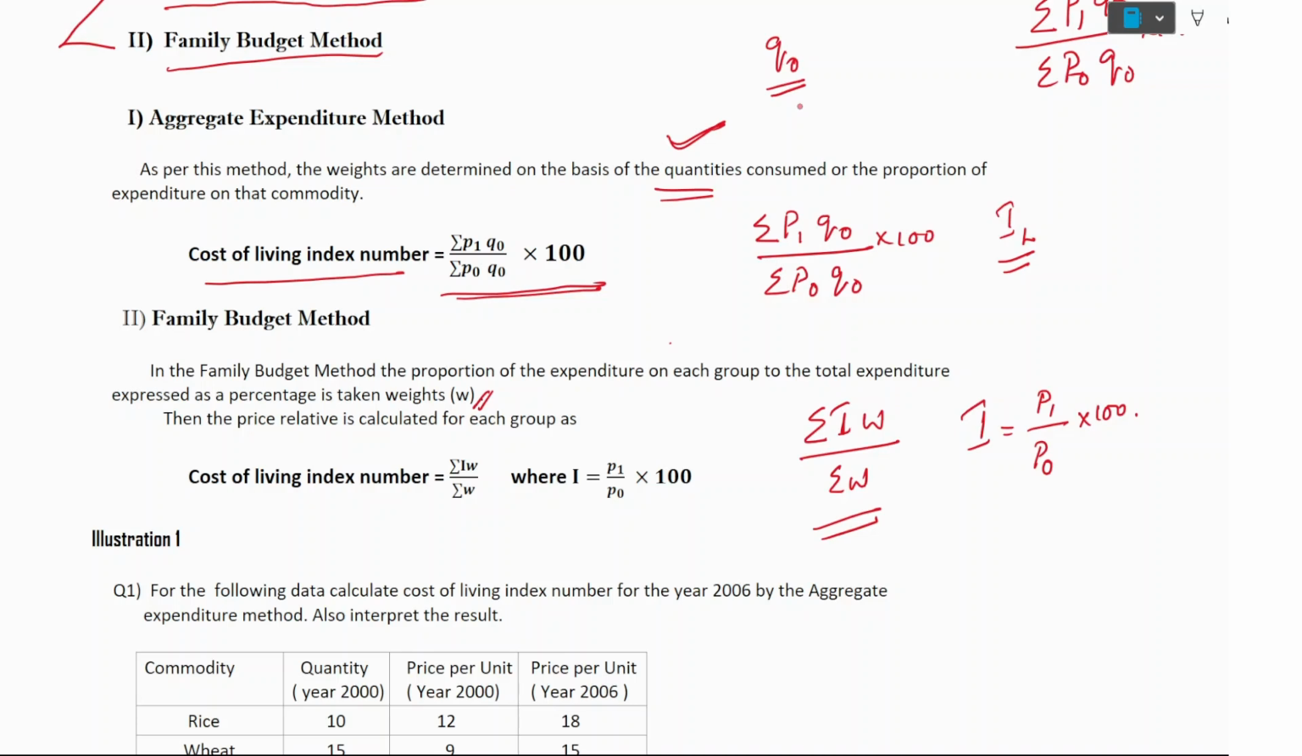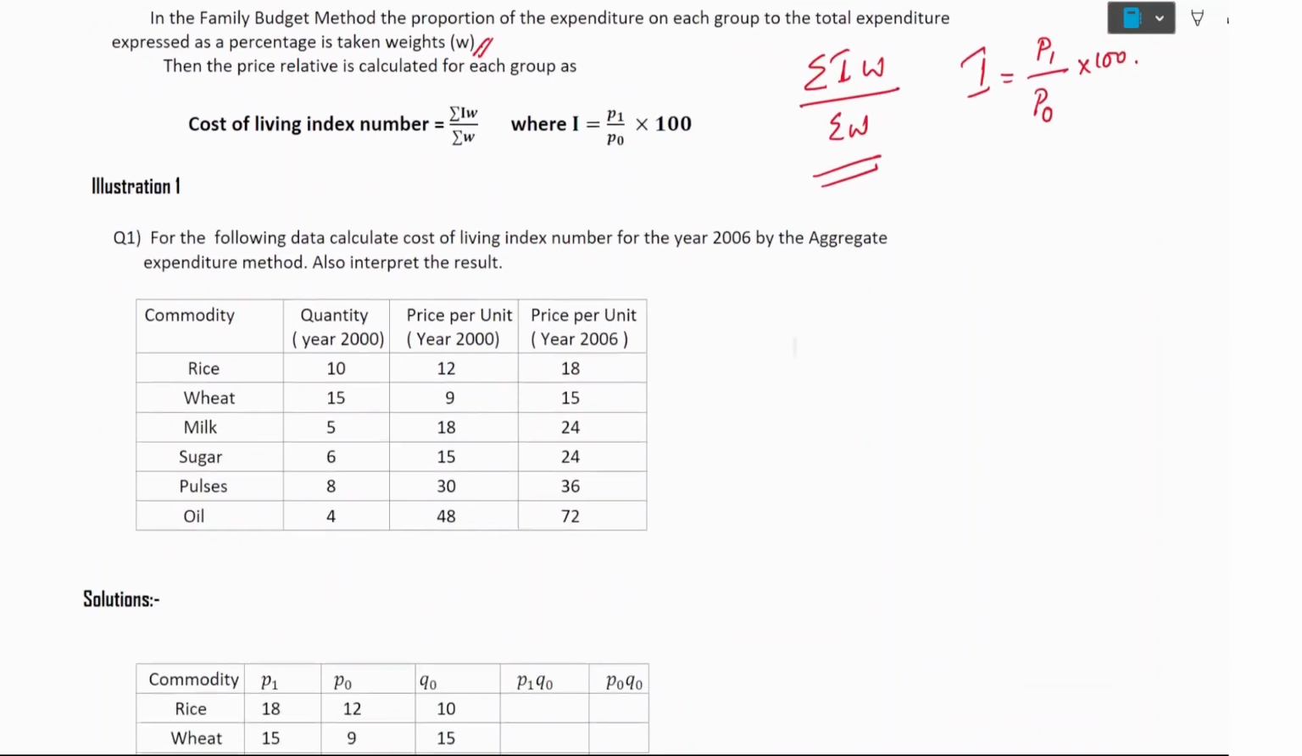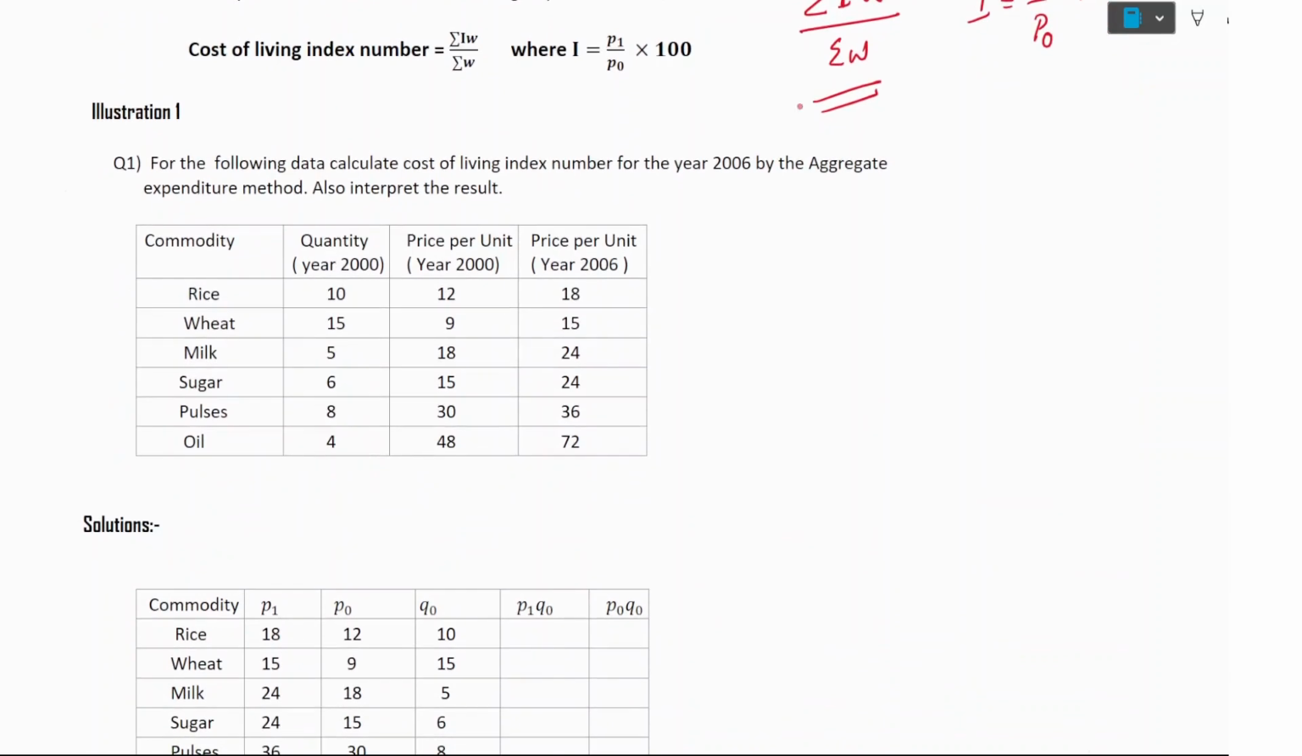Now, we'll consider the example. First question, example number 1. For the following data, calculate the cost of living index number for the particular year 2006 by the aggregate expenditure method, and also interpret the result. Now see the columns.